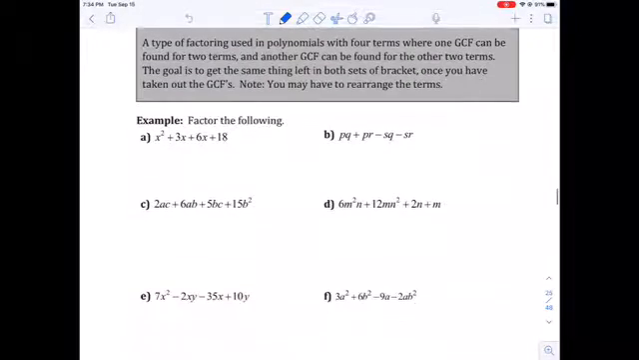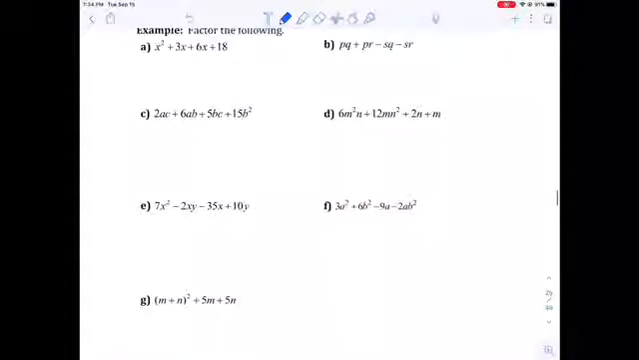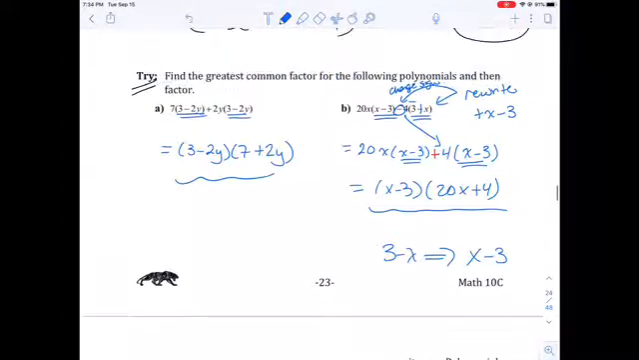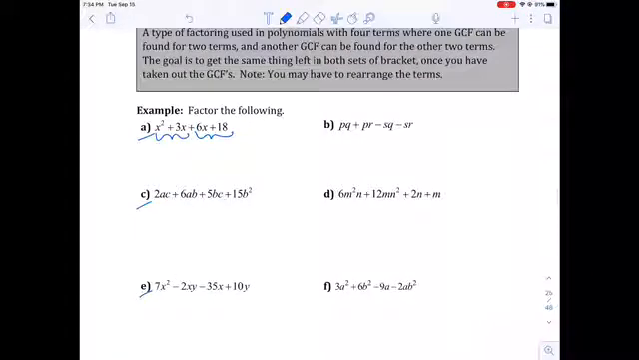Now, the next thing we need to be able to do is factor these polynomials with 4 terms. We won't do every single one, but let's do A, C, E, and G. What I want to do is factor my first 2 terms and then factor my second 2 terms, and then get my polynomial into something where I've got a greatest common factor. So for example, for these first 2 terms, x squared and 3x, I can take an x out of both of those.